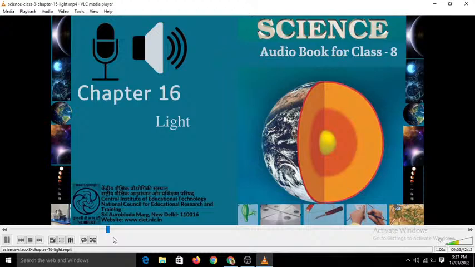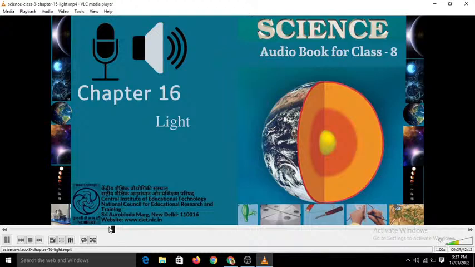Since the reflected rays do not actually meet at I, but only appear to do so, we say that a virtual image of the point O is formed at I. As you have learnt already in class 7, such an image cannot be obtained on a screen. You may recall that in an image formed by a mirror, the left of the object appears on the right and the right appears on the left. This is known as lateral inversion.